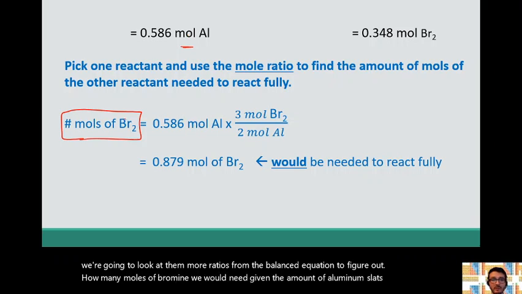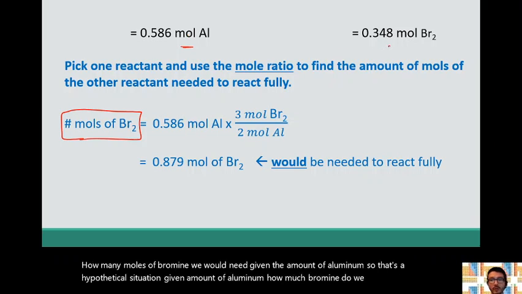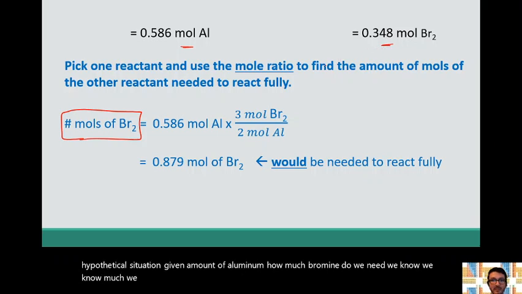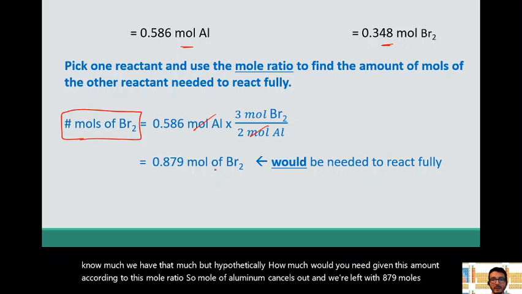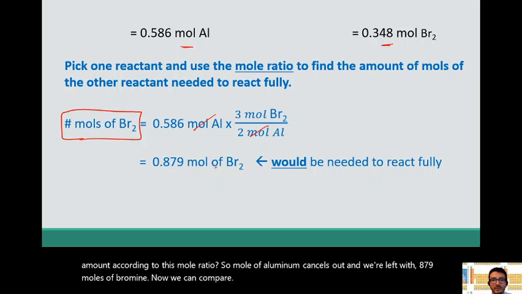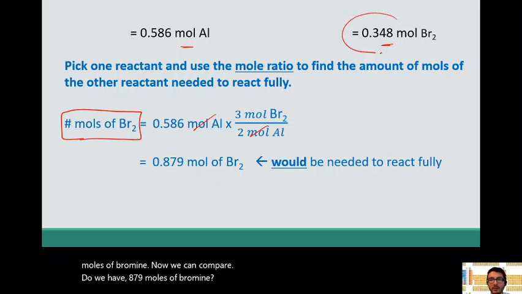Given the amount of aluminum, how much bromine do we need? We know how much we have. We have that much. But hypothetically, how much would you need given this amount according to this mole ratio? So moles of aluminum cancels out, and we're left with 0.879 moles of bromine. Now we can compare. Do we have 0.879 moles of bromine? No, we don't have enough.